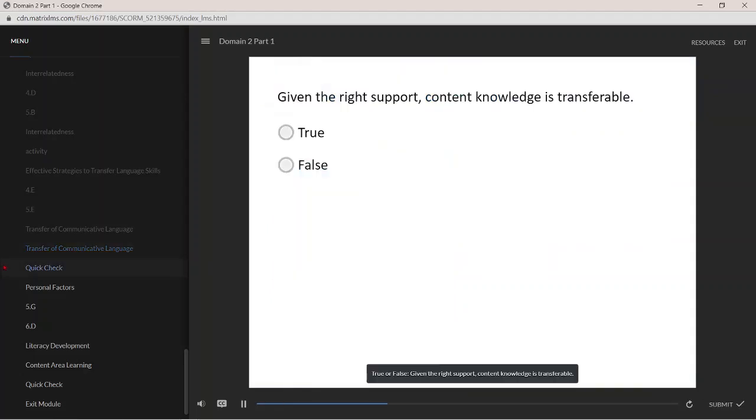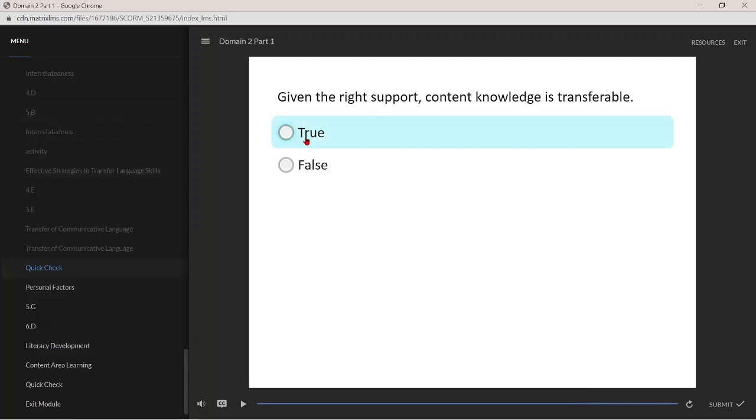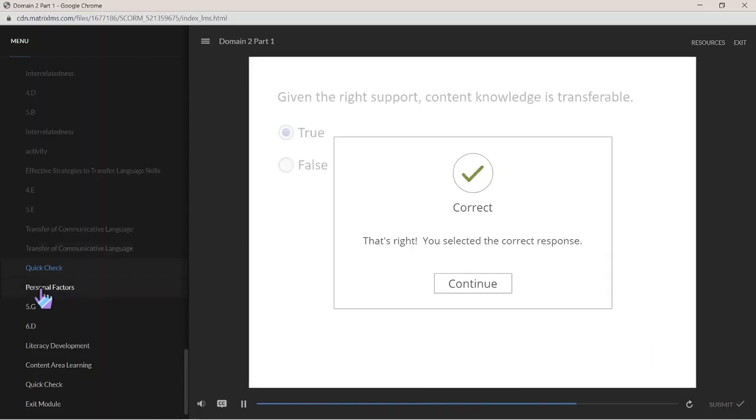True or false? Given the right support, content knowledge is transferable. The correct answer is true.